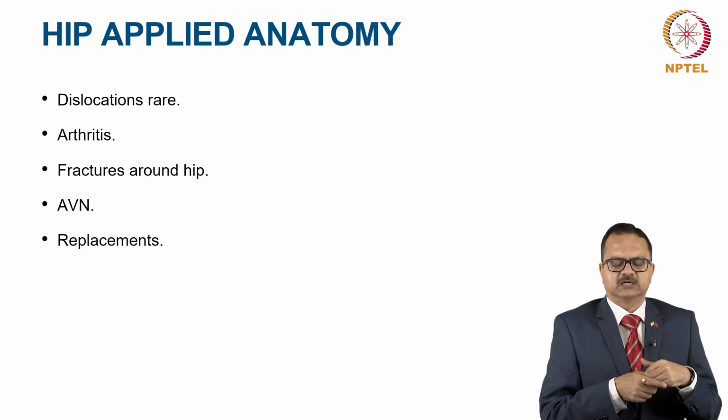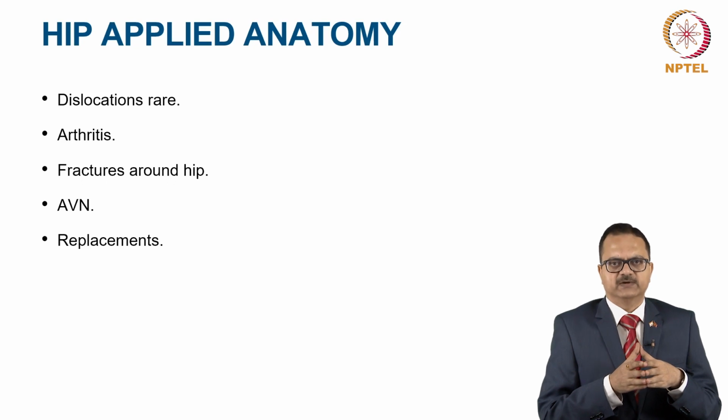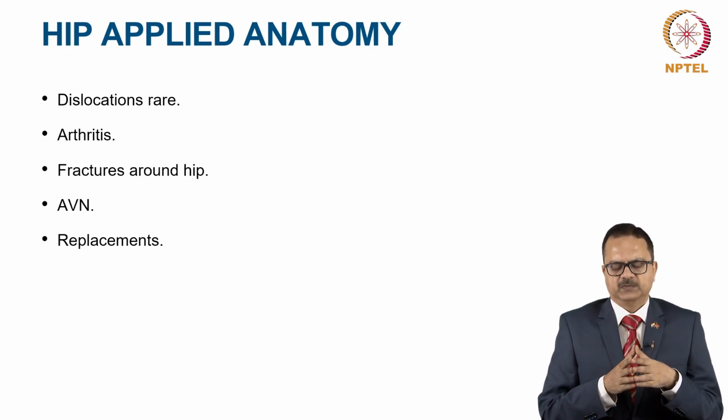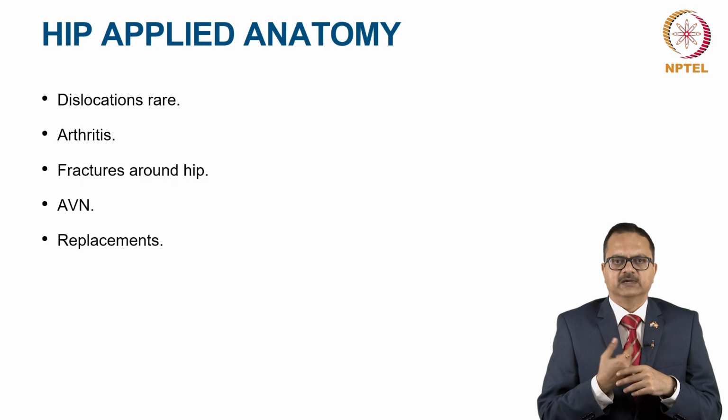There are several fractures around the hip joint which affect the hip joint function. Most commonly, fractures of the head and the neck of the femur and the upper end of the femur definitely affect hip joint function. There is something called avascular necrosis, which may affect the head of the femur, wherein the blood supply to the head of the femur is disturbed or reduced. The head of the femur gets distorted, and this leads to arthritis of the hip joint.